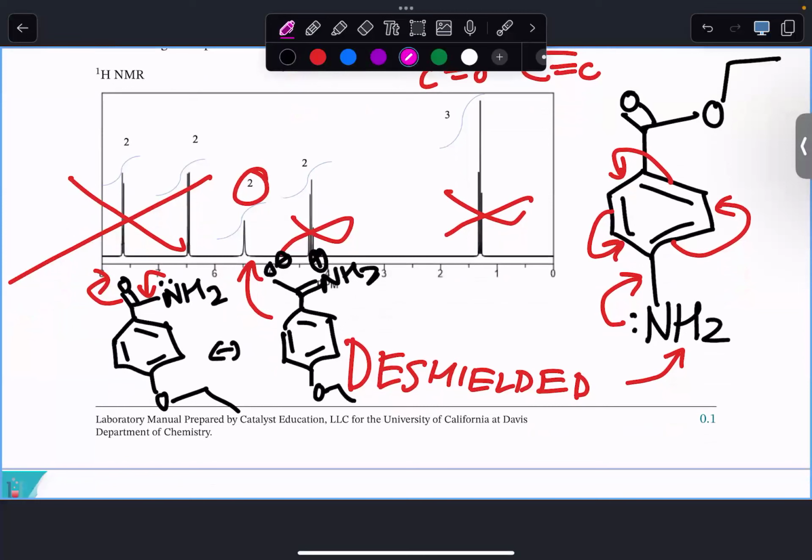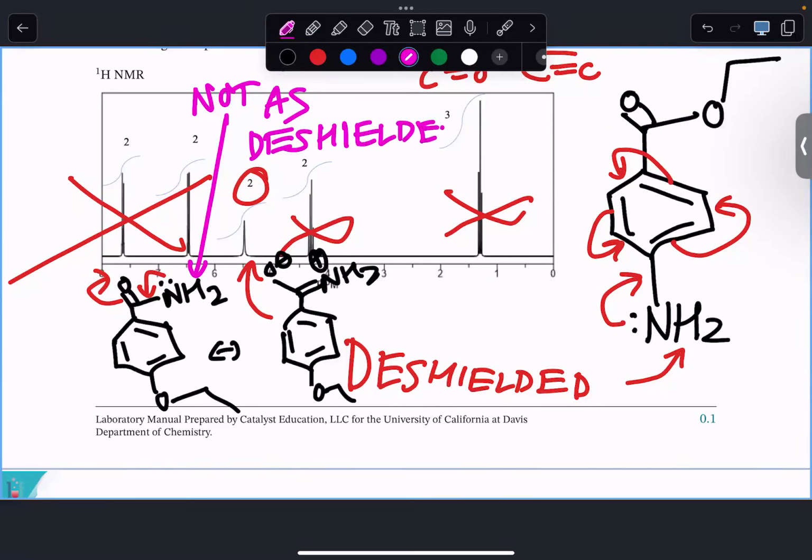That is de-shielded, and this is not as de-shielded. That would be lower. Like if this was the molecule, then this peak cannot be that high. It has to be lower.